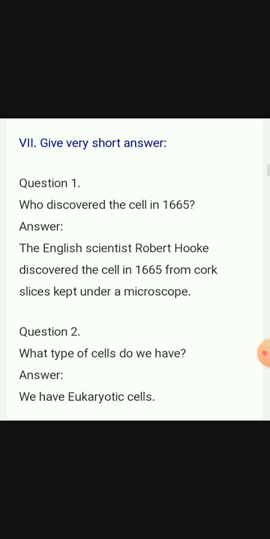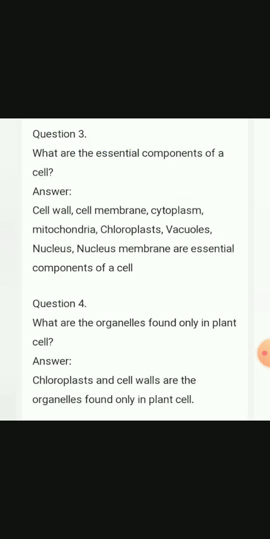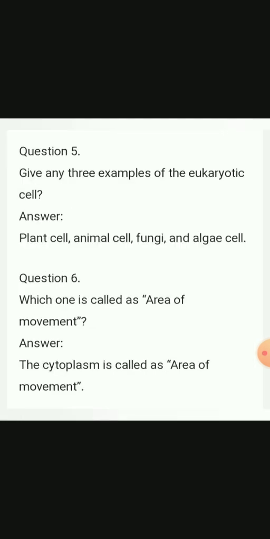Next, third question, what are the essential components of a cell? Cell wall, cell membrane, cytoplasm, mitochondria, chloroplast, vacuole, nucleus, nucleus membrane are essential components of a cell. Fourth one, what are the organelles found only in plant cell? Answer: chloroplast and cell wall are the organelles found in plant cell.